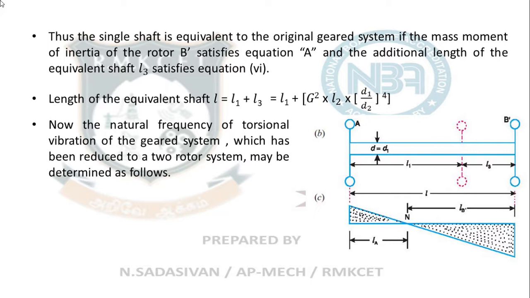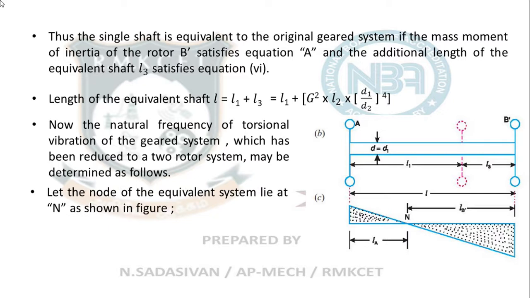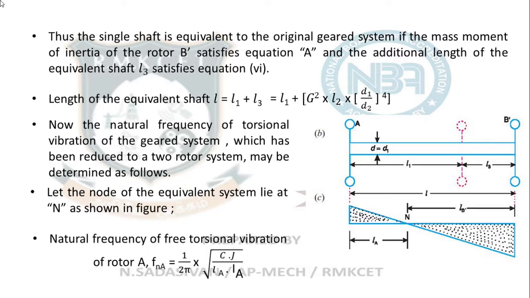Now, the natural frequency of torsional vibration of the geared system, which has been reduced to a two rotor system, may be determined as follows. Same form, there is no difference. Since you have found the length, you can use this formula: 1 by 2 pi root of Cj by La Ia, or Lb dash Ib dash. The beauty is that you can find the torsional frequency from A or B, and both are the same as long as it is a two rotor system.